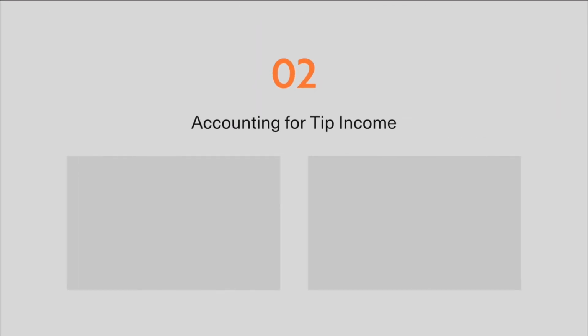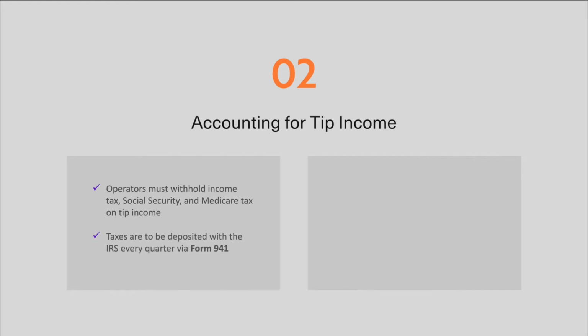Accounting for tip income. The second employer tip responsibility is withholding income tax, Social Security, and Medicare tax on tip income. Taxes are to be deposited with the IRS every quarter via Form 941. If employees fail to report tip income, the employer is not liable for taxes on the unreported tips until they receive a notice and demand from the IRS.